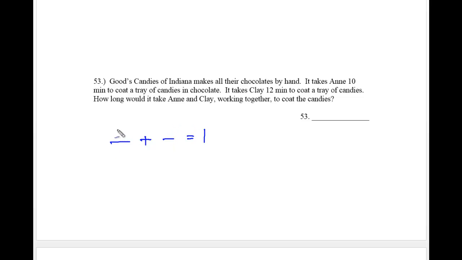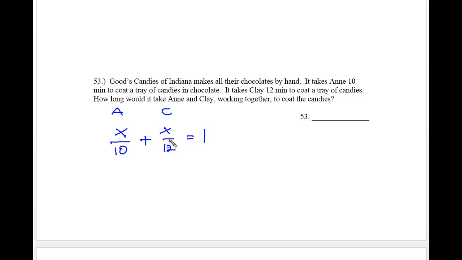What goes where? The numerators are always how long it would take both of them to finish the project. And since we don't know that, that's going to go in the numerator. The denominators, though, are going to be what their individual times are, so 10 and 12. So this is Ann, and this is Clay. So what we're now going to do is solve for x. And the only way to do that is by clearing the denominators and then solving for the x when we combine them.